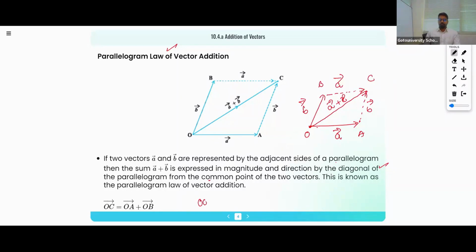You can either make use of the triangular law of addition of vectors, or the parallelogram law of addition of vectors, to add two vectors. Okay, is this clear? Yes.